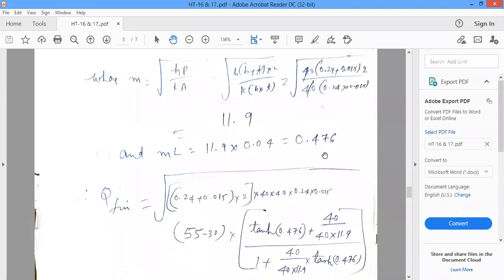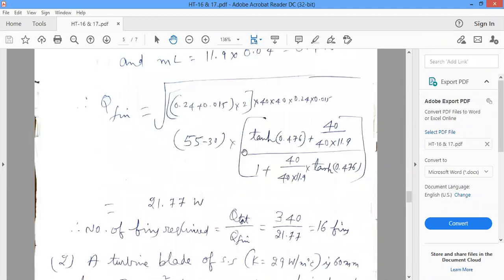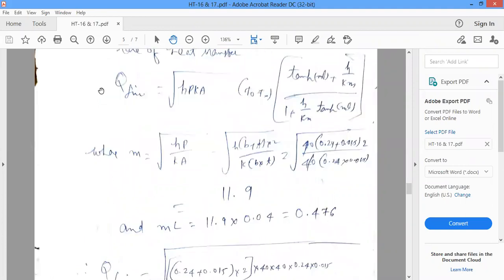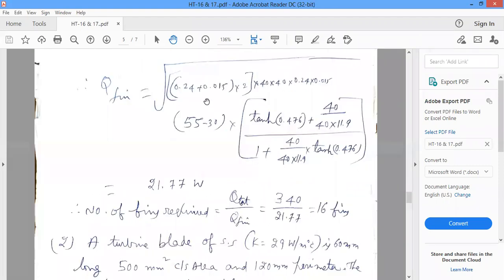0.476. After substituting all the given data, all the available values in this heat transfer rate equation, that is root hPkA into T naught minus T free stream within the square bracket tanh ml plus h by Km divided by 1 plus h by Km into tanh ml. So after substitution of all the available values and calculated values in this heat transfer rate equation, the heat transfer through the single fin is 21.77 watts.